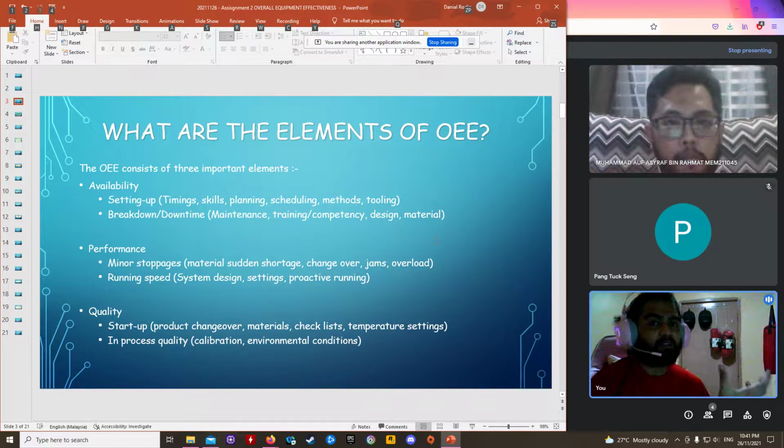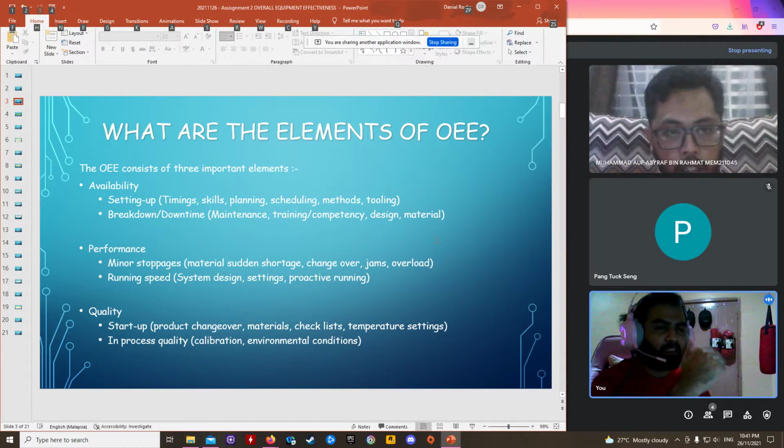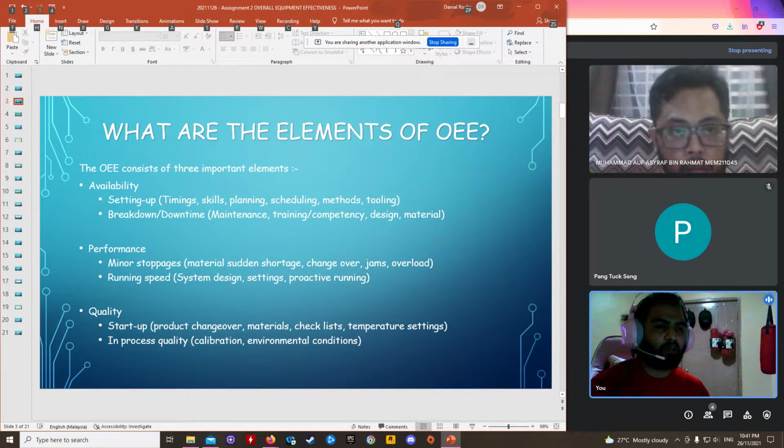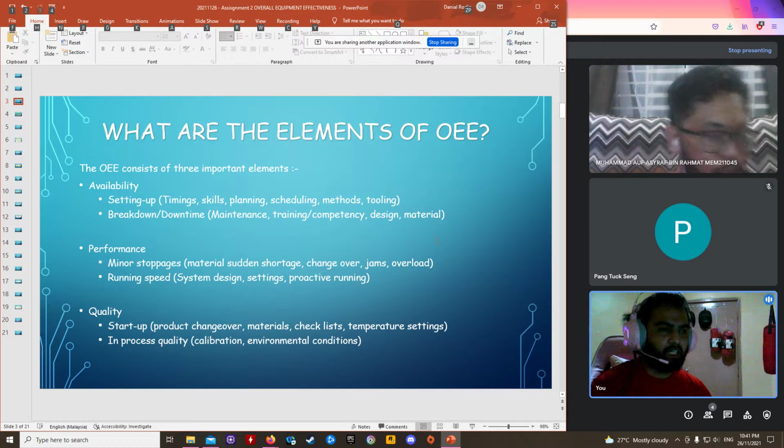What are the elements of OEE? So, OEE consists of three things, which are availability, performance, and quality. We will go through availability, performance, and quality inside OEE. One example of availability is the setting up. Basically, setting up is the timings and the planning of the production plan or the manufacturing plan itself, and we have the breakdown or downtime. Basically, that is when we have lunch, or we have maintenance, or we have training.